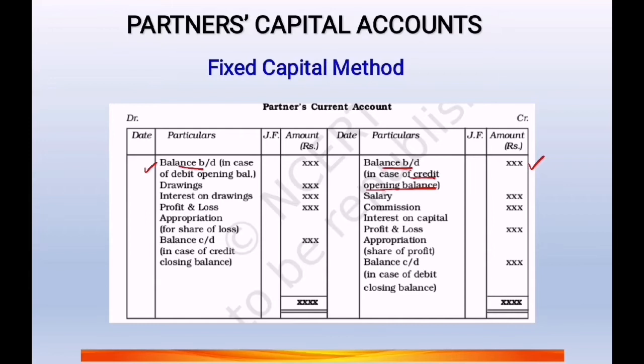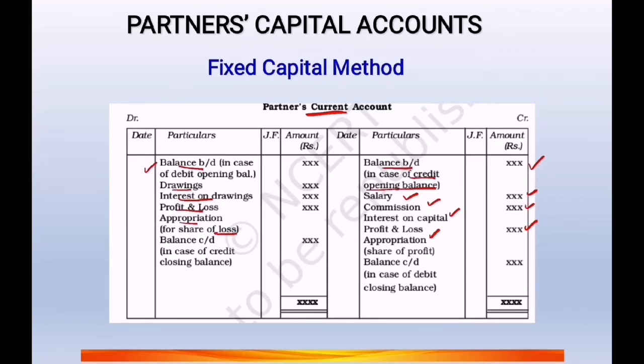After this, whatever amounts are to be given to the partner through the P&L appropriation account will all be shown in the partner's current account on the credit side whenever we follow the fixed capital method, like salary, commission, interest on capital and share of profit. And the amounts to be charged from the partner will be shown on the debit side, like drawings, interest on drawings and share of loss. If it is a loss, then it will be charged on the debit side.